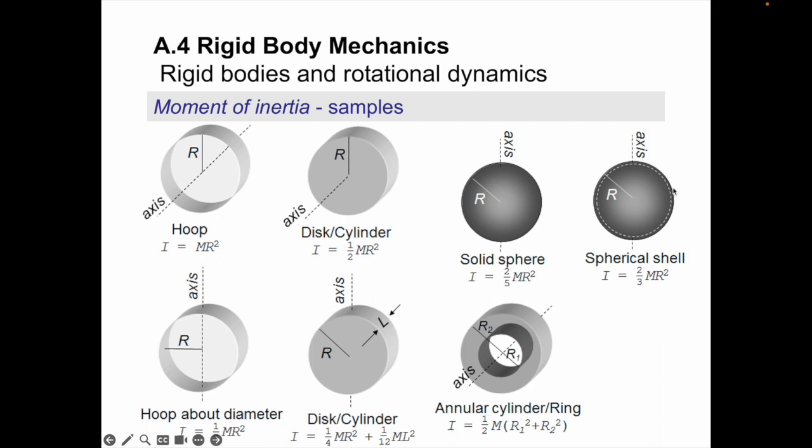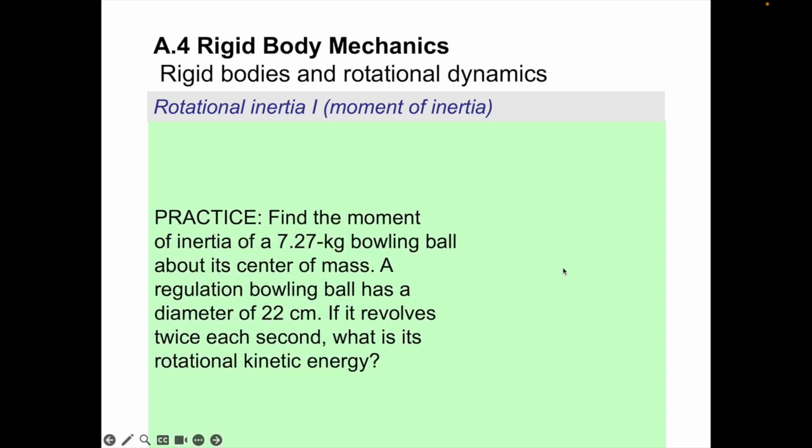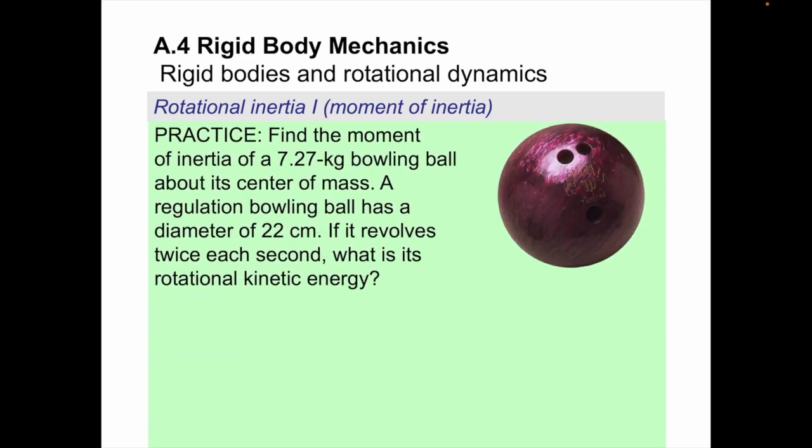For the last one here, the spherical shell, in other words a sphere that has a shell of a specific thickness. The thickness in this case is not going to be specified, but we have something like a shell like this. We can look at the moment of inertia of it as 2/3 mr squared. Pretty cool stuff, right? So let's practice with our bowling ball again, with our rotational or moment of inertia.